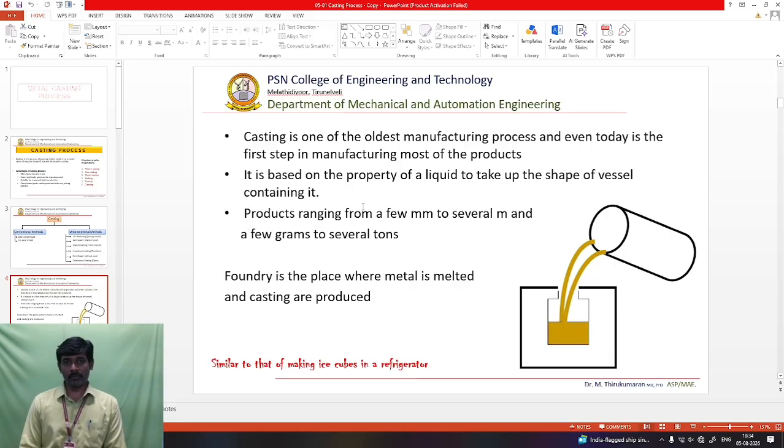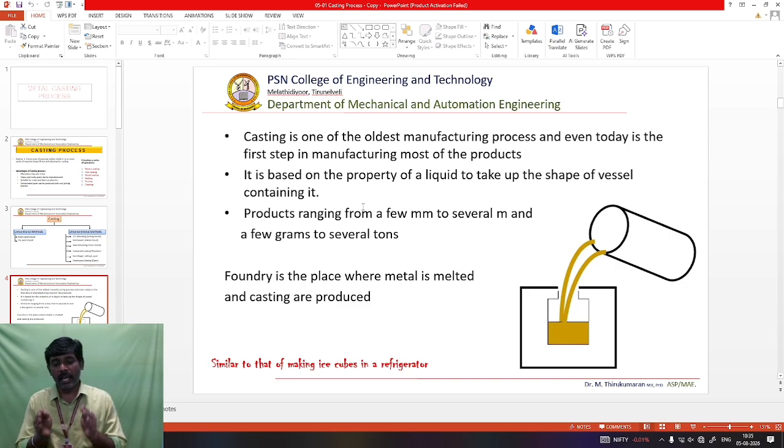Casting is the oldest manufacturing process. I already discussed this point, and even today it is the first step in the manufacturing of most products, done through the casting process. It is based on the properties of liquid. The raw material is a liquid, so it takes up the shape of the vessel containing it.